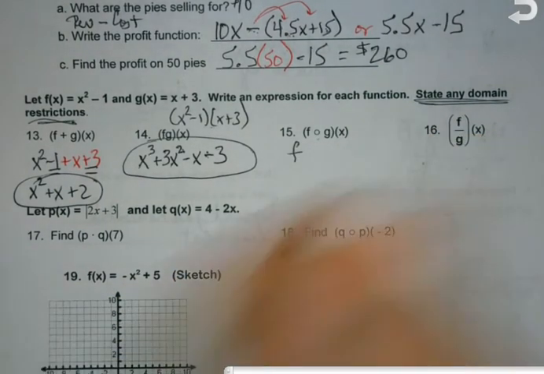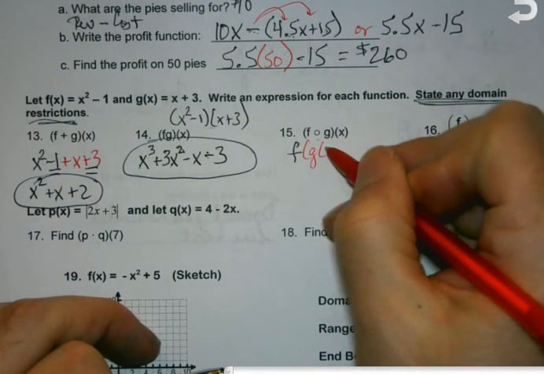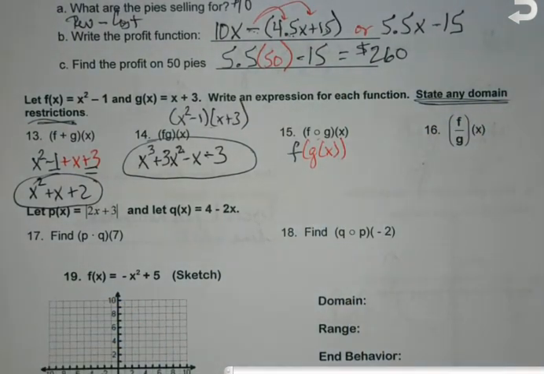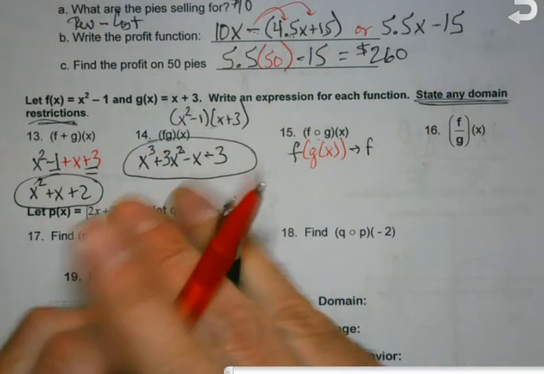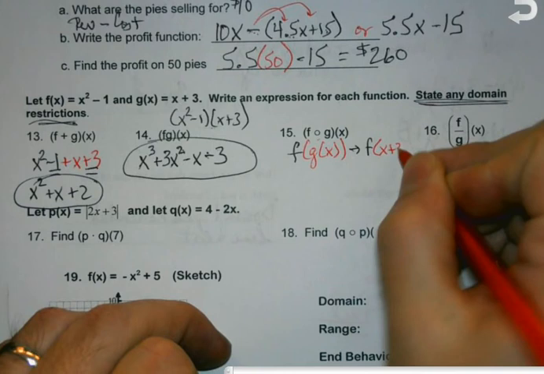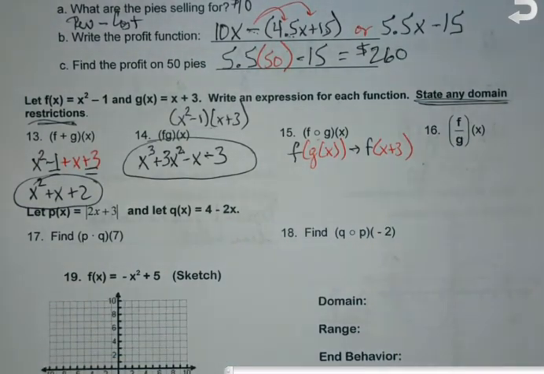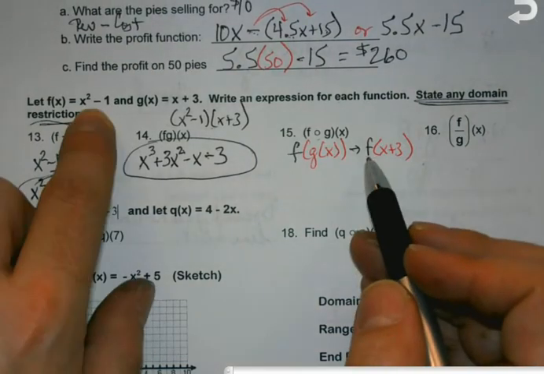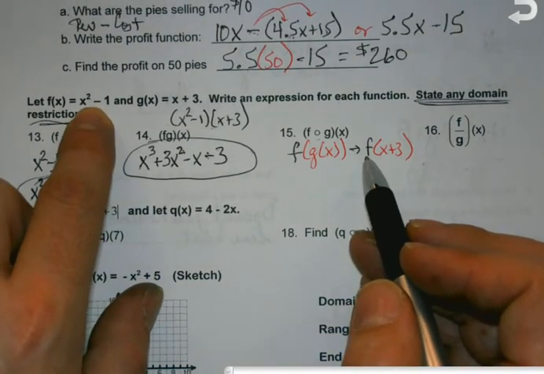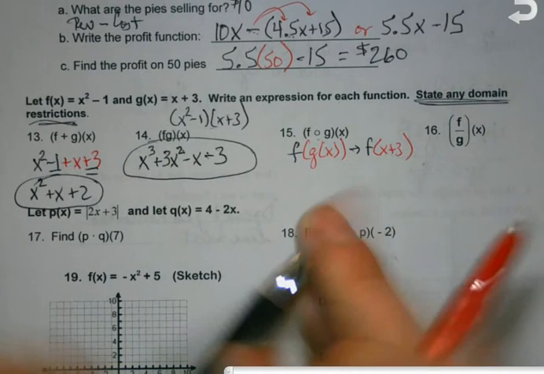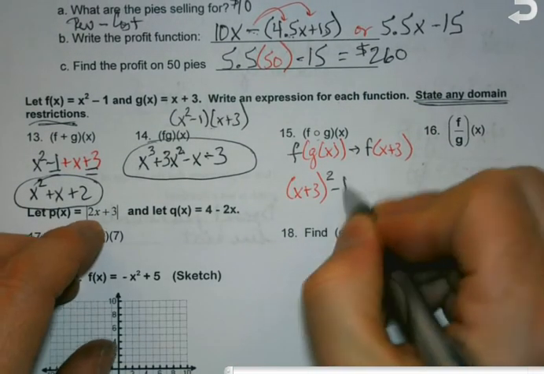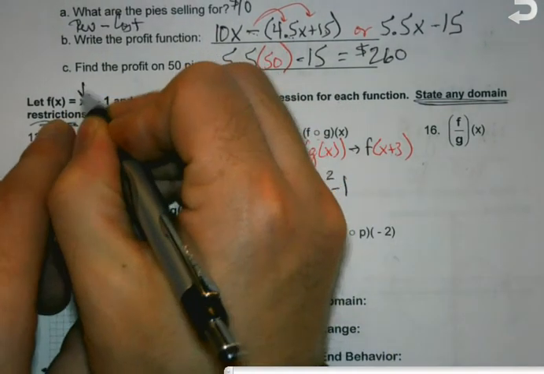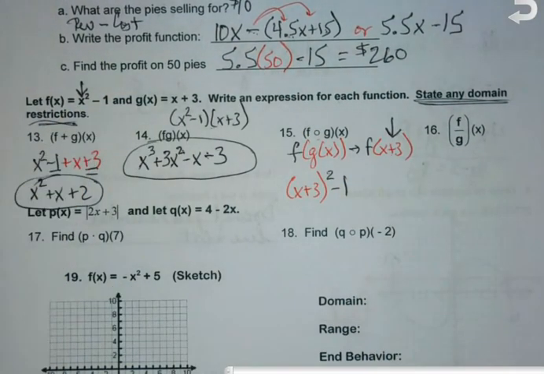Now it's f of g of x. But again, what is g of x? Well, g of x is x plus 3. That's always going to be my first substitution on a composition. So now I say, okay, the f function is this, but whenever I see x, I replace it with what's in the parentheses. So this is going to be x plus 3 squared minus 1. I've replaced x with what's in the parentheses.